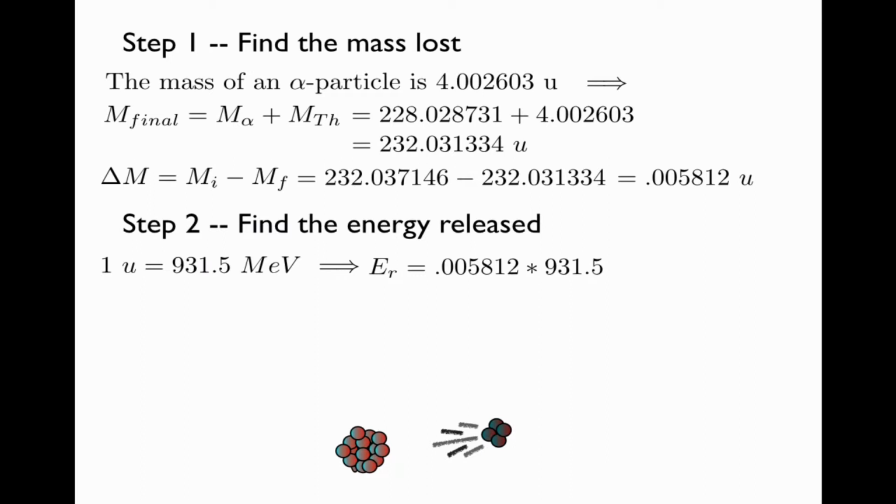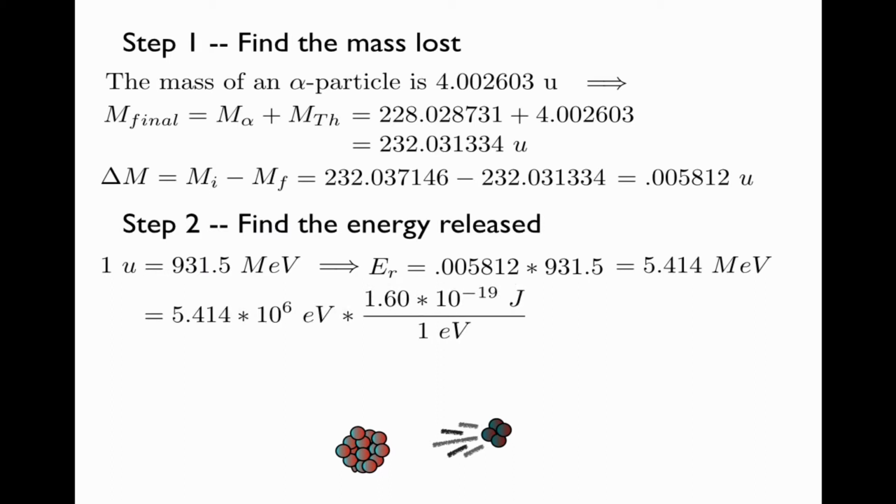So we know the mass lost in atomic mass units. We know how much energy a single atomic mass unit corresponds to. So we can find the energy released in mega electron volts, where mega, once again, is 10 to the 6. This is how it would normally be stated, but for the rest of the problem, we'll also want to know the value in joules. So we multiply by the conversion factor, and we obtain the energy released in joules.